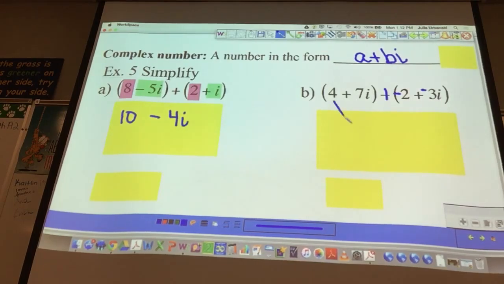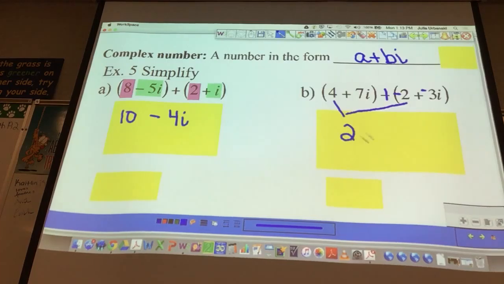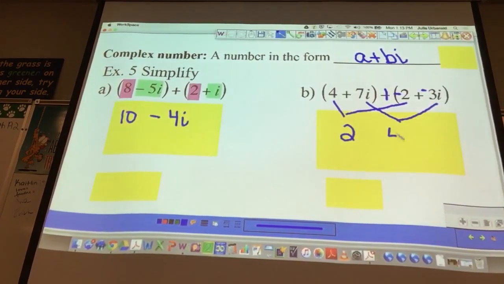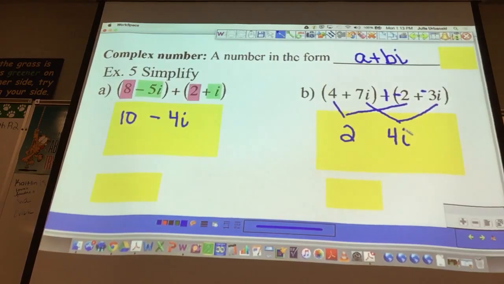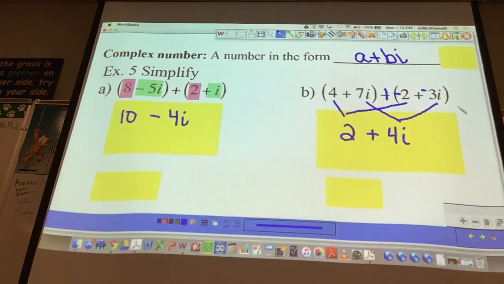So now we put 4 and negative 2 together and get... And then we put 7i and negative 3i together and get 4i. We distributed that negative sign. It's a negative 3i. Whoops. Sorry. Okay, so that's not hard. That's the answer. It's a complex number.